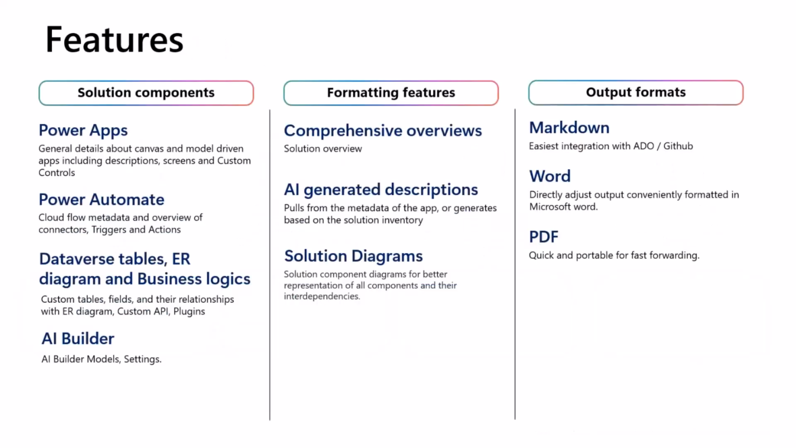Just a quick recap. In the AI solution documentation, we have Power Apps, Power Automate, Dataverse, AI Builder. Formatting features are a comprehensive overview, AI-generated descriptions, and solution diagram. For the output format, again, you get an option to choose based on your requirement. You get to export in Markdown, Word, PDF.